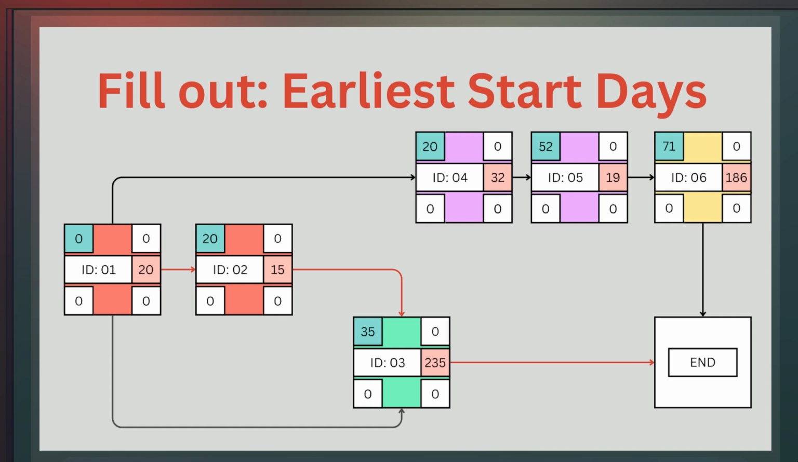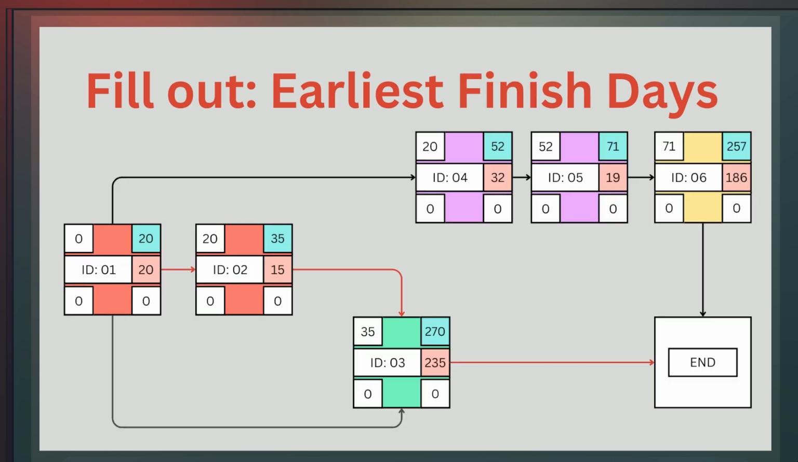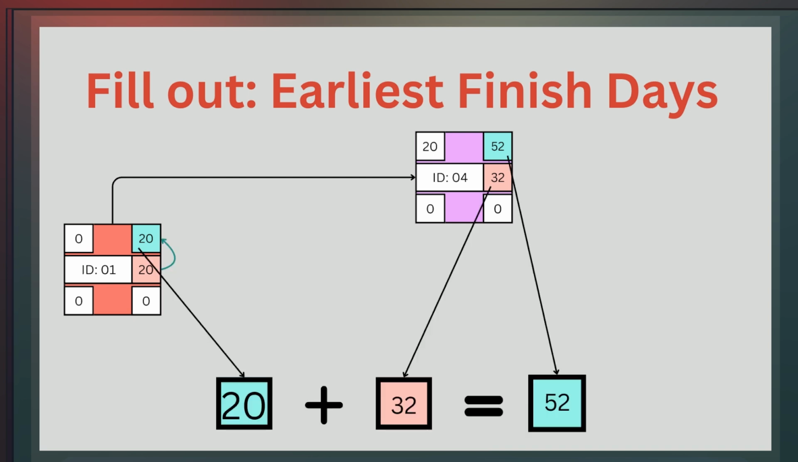A task's earliest start is determined by the earliest finish of its preceding task. The earliest finish is calculated by adding the task duration to its earliest start. Following this process, we establish these values across all tasks.